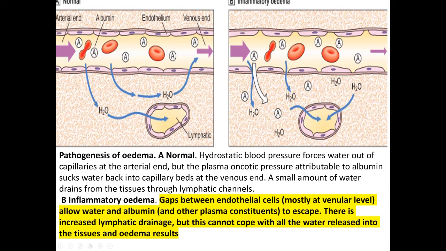So pathogenesis here shown: hydrostatic blood pressure forces water out of capillaries at the arterial end, but the plasma oncotic pressure attributed to albumin sucks water back into capillary beds at the venous end, and a small amount of water drains from the tissue through the lymphatic channels.